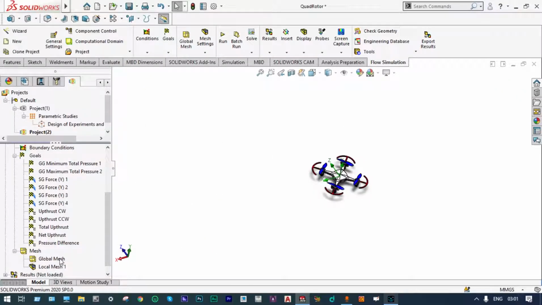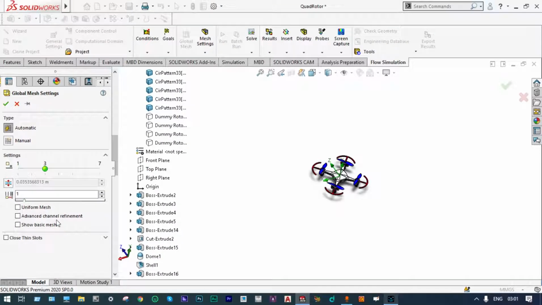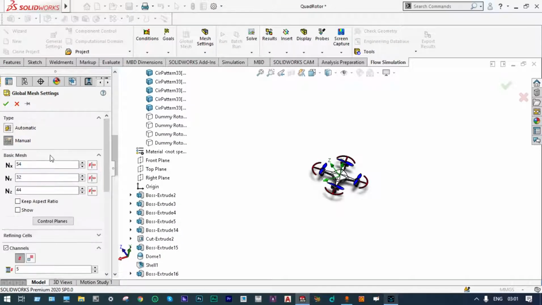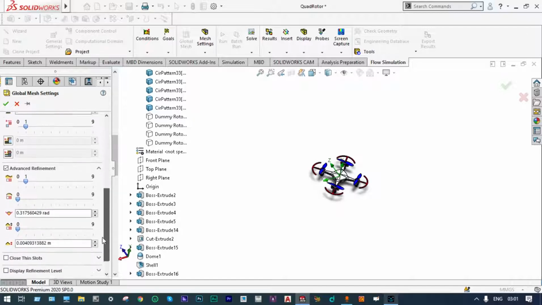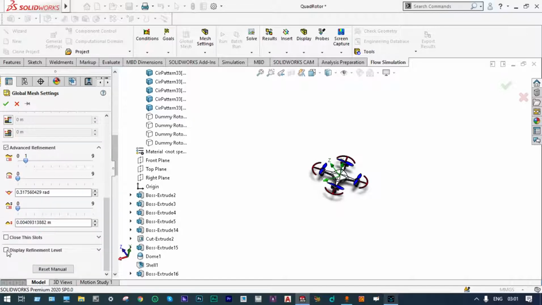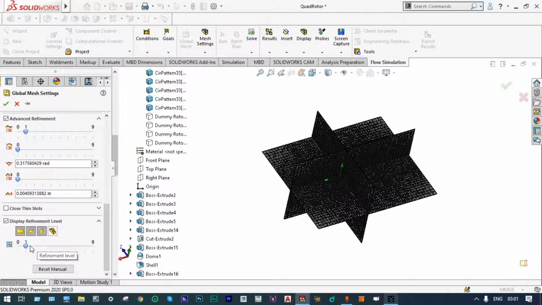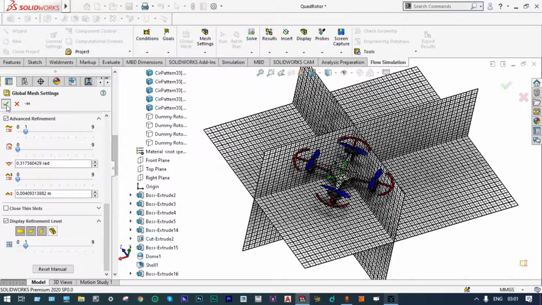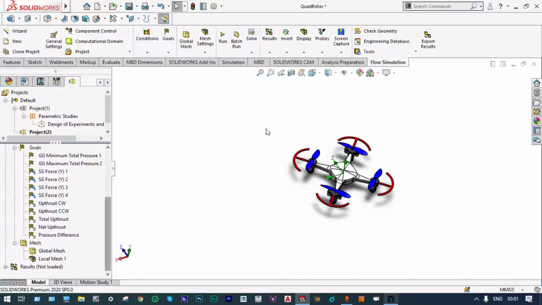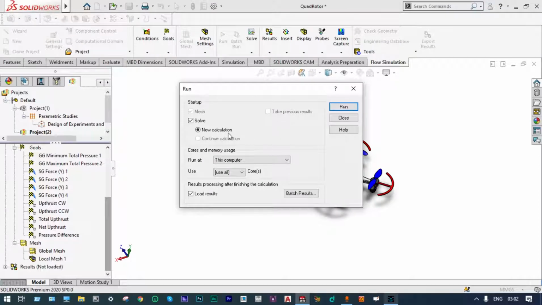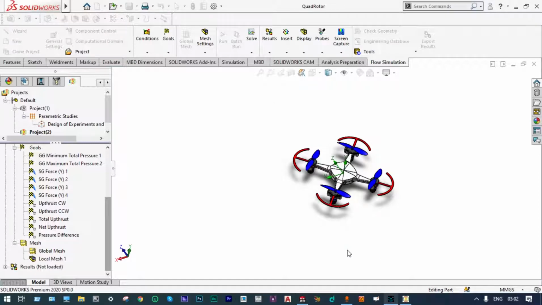Let us select that global mesh also. Edit definition. Let us select the manual one. And we want to see the refinement level. It is refined up to 1 level. Go and check. Next, we have to run this simulation. We can run it from here. Let's start a new calculation. Iterations have already started. Let the iterations move on. Whenever it is finished, we'll see the results and go for detailed analysis.